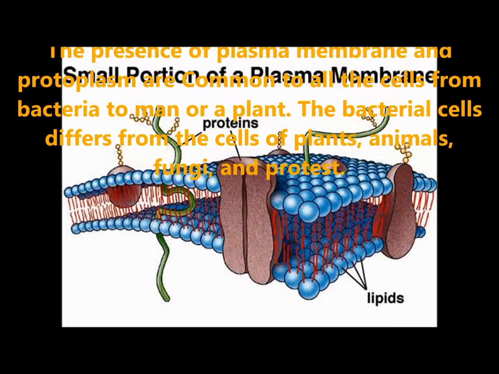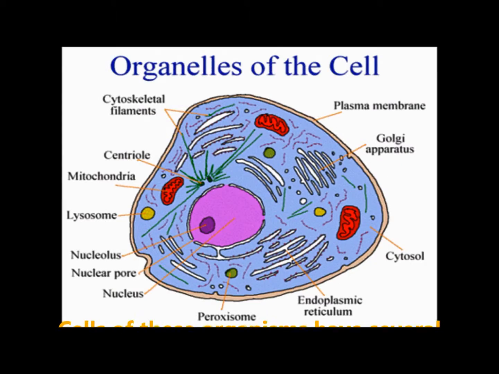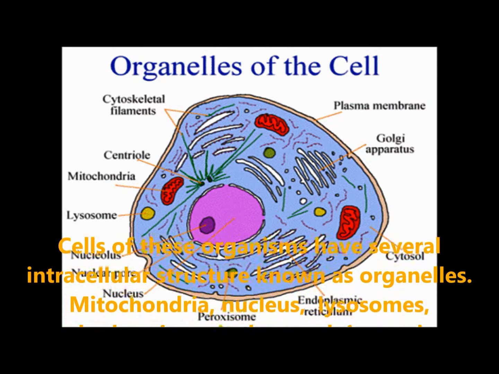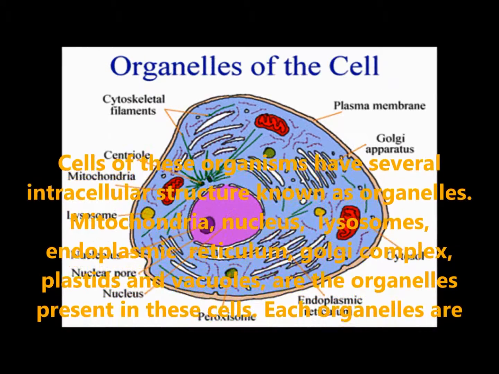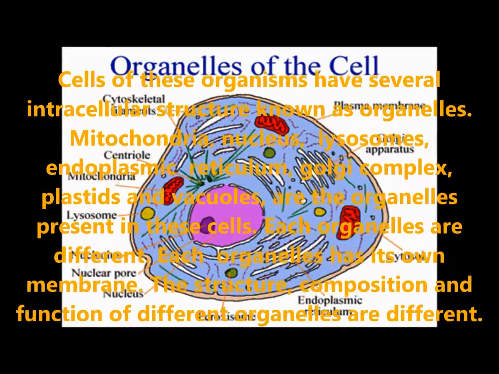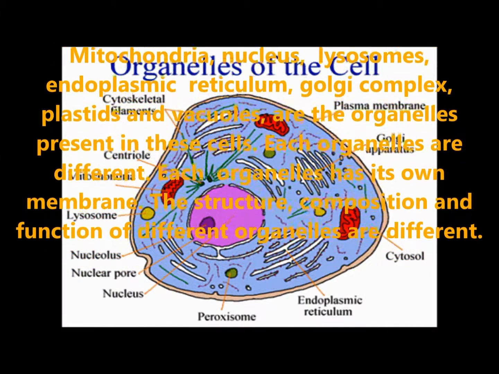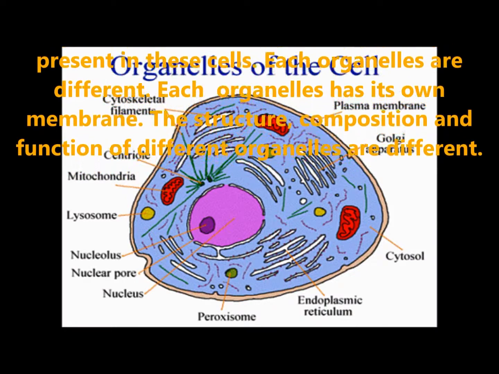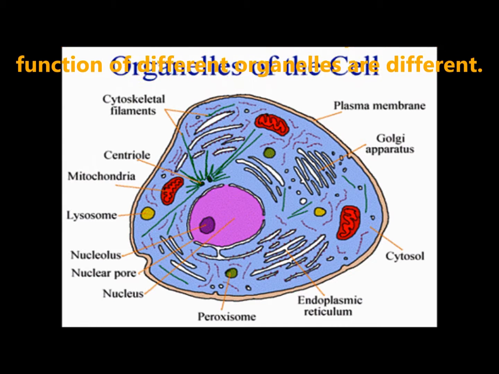The bacterial cells differ from the cells of plants, animals, fungi and protists. Cells of these organisms have several intracellular structures known as organelles. Examples: mitochondria, nucleus, lysosomes, endoplasmic reticulum, Golgi complex, plastids and vacuoles are the organelles present in these cells. Each organelle has its own membrane. The structure, composition and function of different organelles are different.